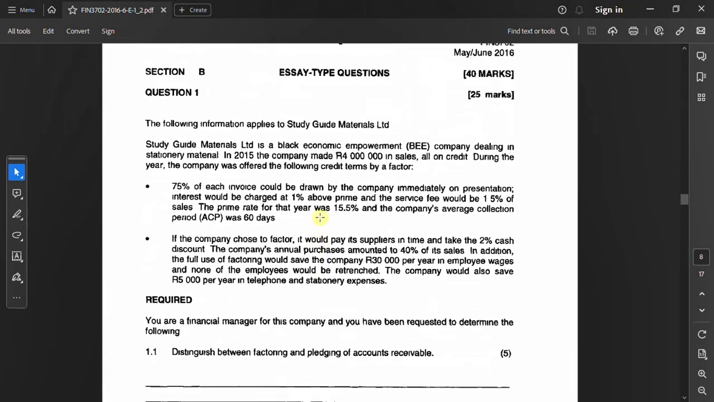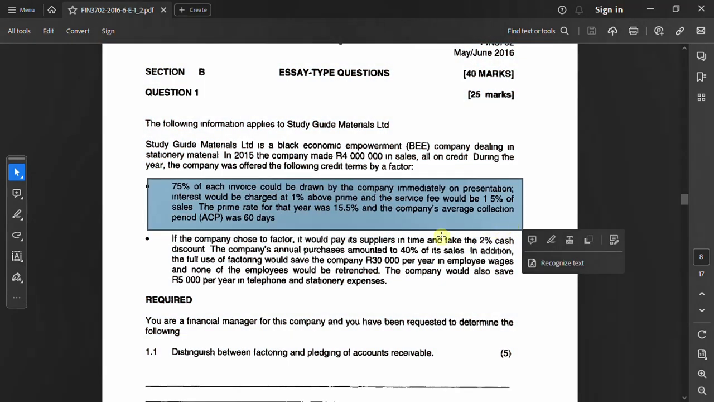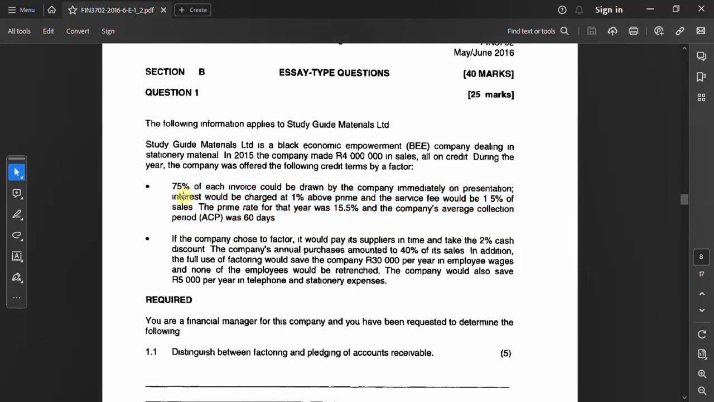Okay, if you look at the question, you can see question 1 says, the Study Guide Limited Company is a BE company dealing with stationery. In 2015, the company made 400,000 in sales. So you can see that they are selling goods on credit. That would be your debtors or your accounts receivable. Then during the year, the company was offered the following terms by a factor. So you've got two separate considerations. The first is 75% of each invoice could be drawn by the company immediately on presentation.